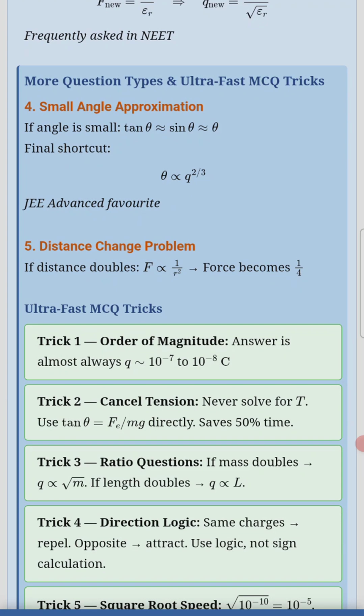Ultra-fast MCQ tricks. Answer is almost always 10 to the minus 7 to 10 to the minus 8 coulombs. Never solve for T. If mass doubles, q is proportional to square root m. Same charges repel, opposite attract. Square root of 10 to the minus 10 equals 10 to the minus 5.